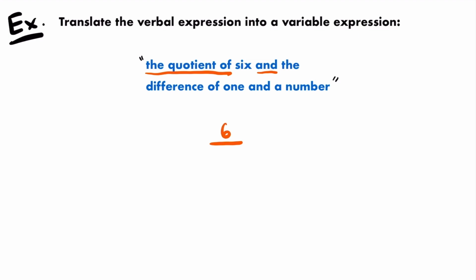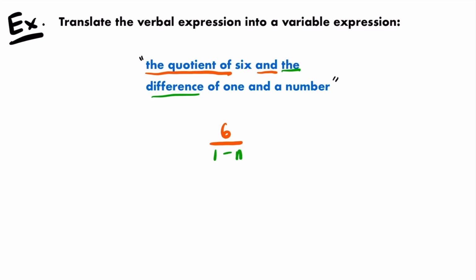So 6 is the easier one to recognize. We're just going to have 6 in the numerator. But then what about the denominator, or the bottom of the fraction? It will be the difference of 1 and a number. The difference refers to subtraction. All right, so the difference means that we are going to be subtracting two numbers. And so what two numbers are we subtracting? Or what two numbers are we taking the difference of? Well, we're taking the difference of 1 and a number. So we have 1 and then some number that we need to represent with a variable. I'll just use the letter n once again.